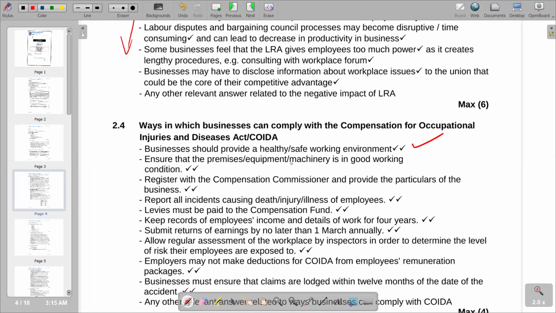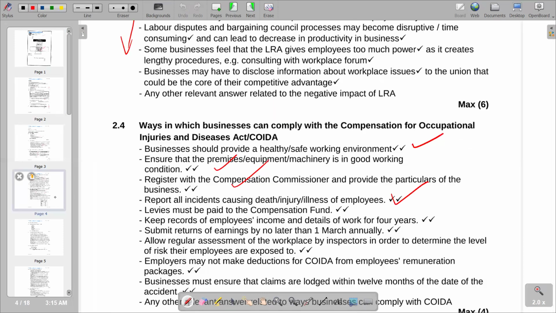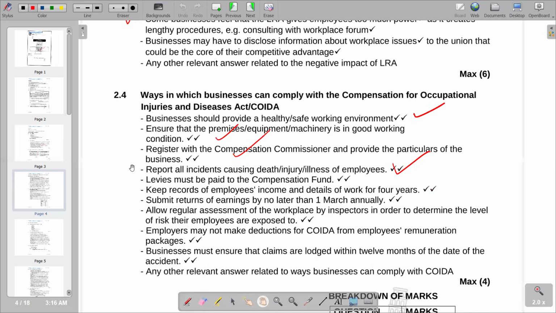Then the second one is saying register with the compensation commissioner and provide the particulars of the business. So these are some of the requirements, and then report all incidents to the commissioner. So going back to our question, you would see that I had to raise at least 2 points. According to our response section, we have many points that we can also include as they are correct. So this is what we have on this part of the question, which is 2.4, and this becomes the last question that we have on this question 2 on business environment.